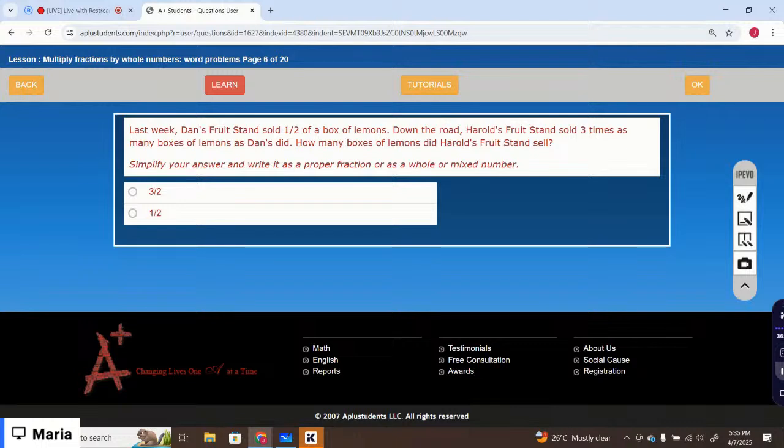Last week, Dan's fruit stand sold half of a box of lemons. Down the road, Harold's fruit stand sold 3 times as many boxes of lemons as Dan did. How many boxes of lemons did Harold's fruit stand sell? That is 3 by 2. Option number one is the correct option.